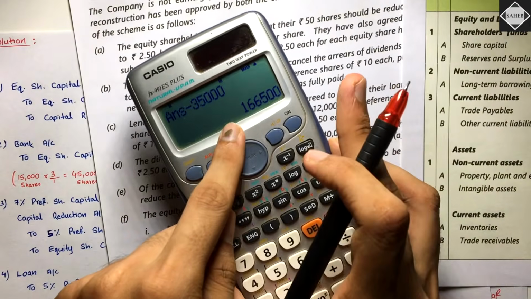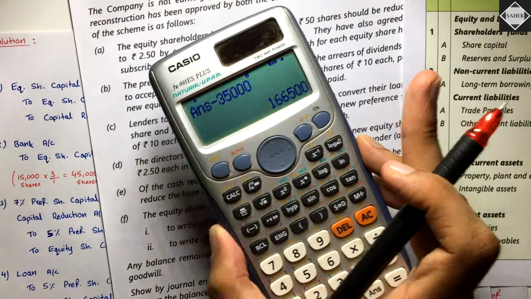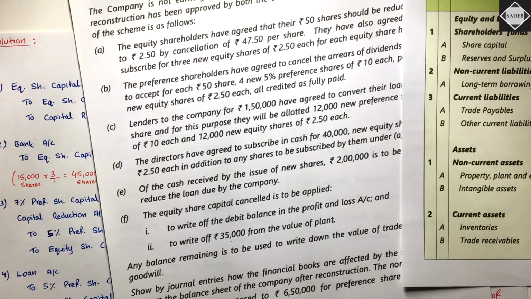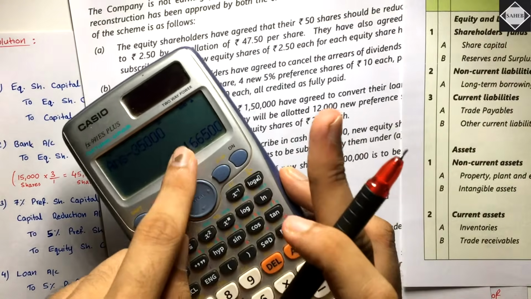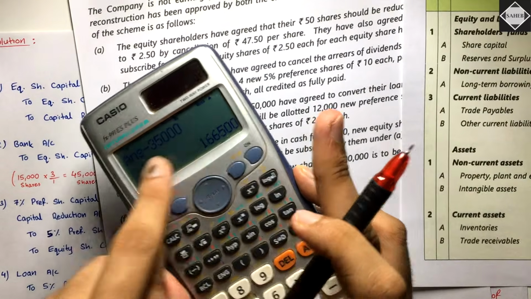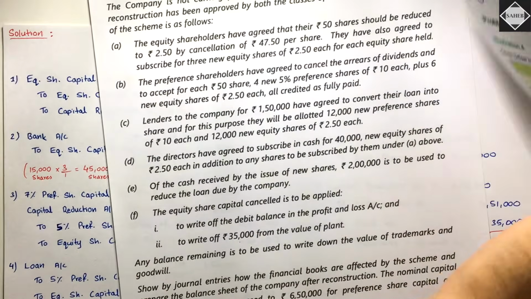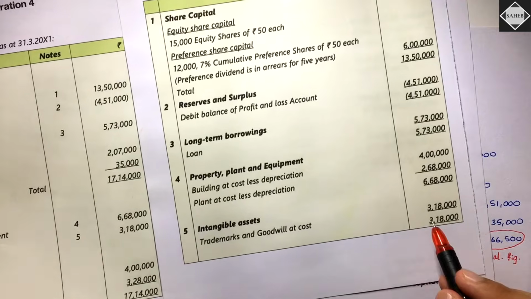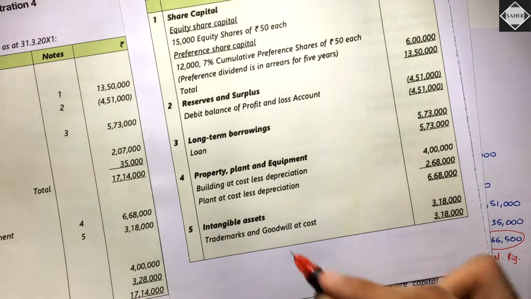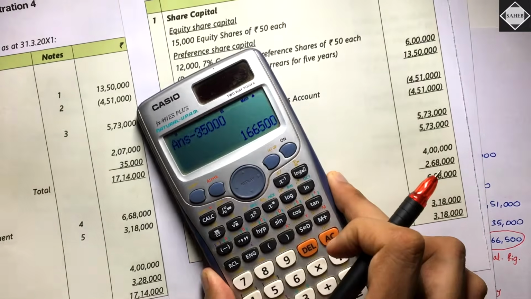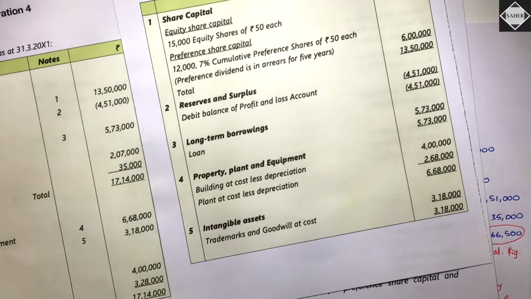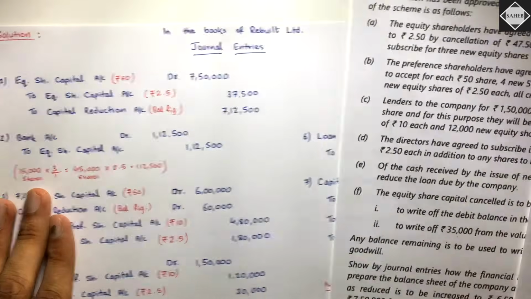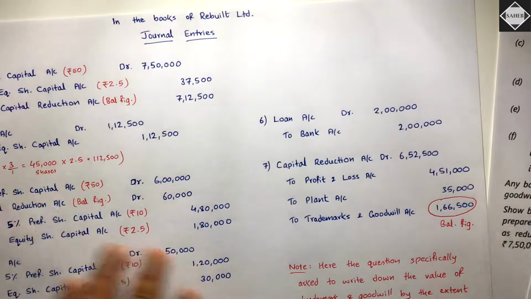So this is the balance remaining after doing these two things in the capital reduction. 1,66,500 is remaining in the capital reduction account after writing off the debit balance in profit and loss and the plant by 35,000. So we have to use this remaining balance to write off what? To write off trademark and goodwill. Trademark and goodwill will be written down by how much? It will be written down by this amount, 1,66,500. That's the logic.